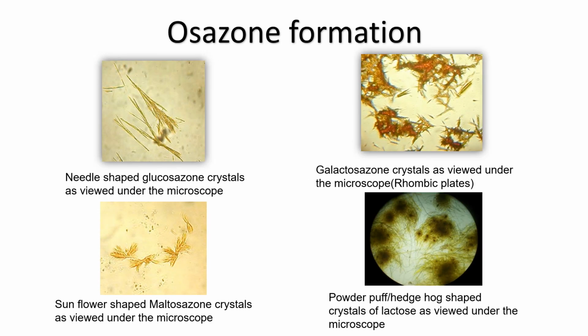These are the examples of the crystals that will be formed. The first one here is a needle-shaped osazone crystal under the microscope. This needle-shaped crystal is for glucose and fructose. Now here we have a sunflower shape. This is for the maltose carbohydrate. This one, the galactosazone crystals, is viewed under the microscope. And we have powder puff, hedgehog, or cotton ball shaped crystals for lactose. So these are the different shapes of the osazone crystals observed under the microscope for the different reducing sugars.